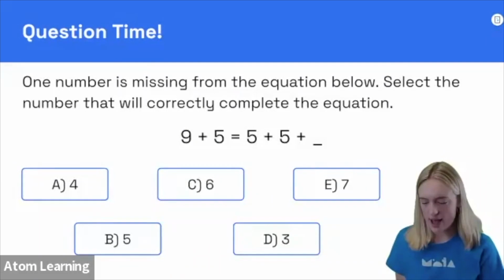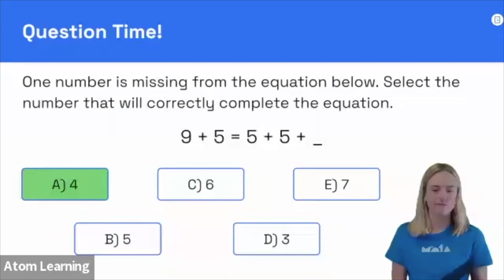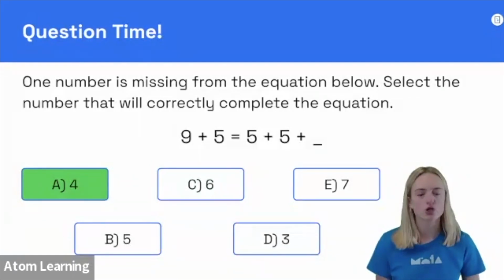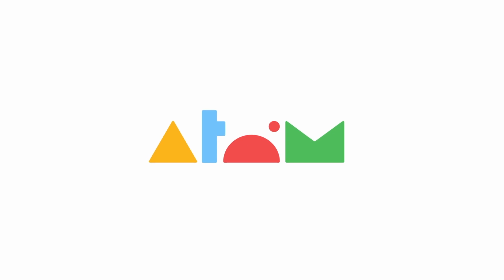Let's try a question. It is indeed 4. 9 plus 5 is equal to 5 plus 5 plus 4. Great job, everyone.